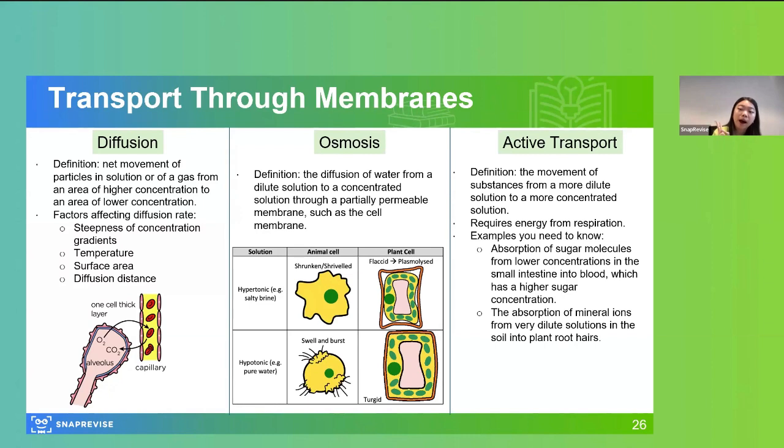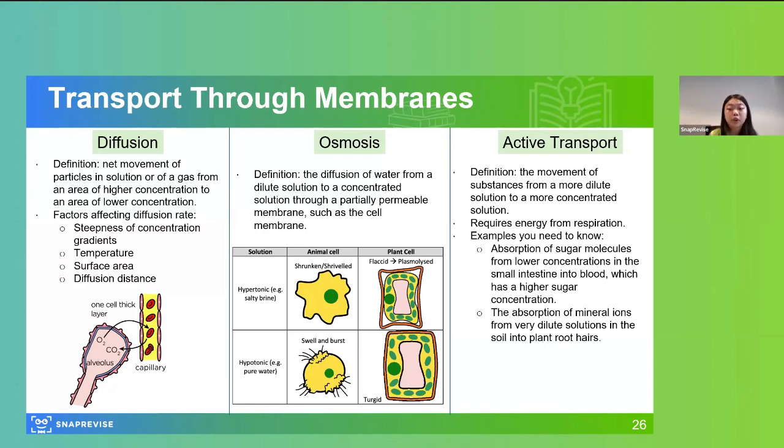Second mark, you have to talk about how it requires energy. In the name itself, active transport, it is active. It's an active process. Therefore, you need energy for any movement. And this energy comes from respiration. So the examples they use a lot, and I would say that you probably do need to know, is two things. Absorption of sugar molecules. So usually sugar goes from a low concentration in the small intestines to a higher concentration in the blood.